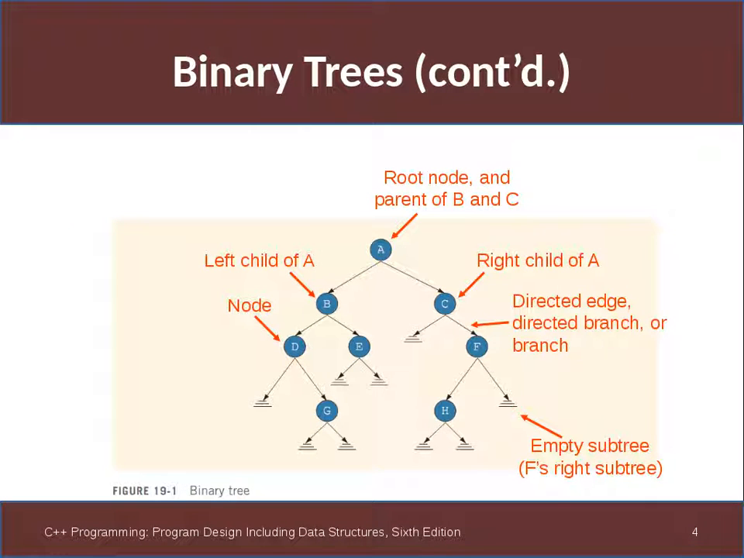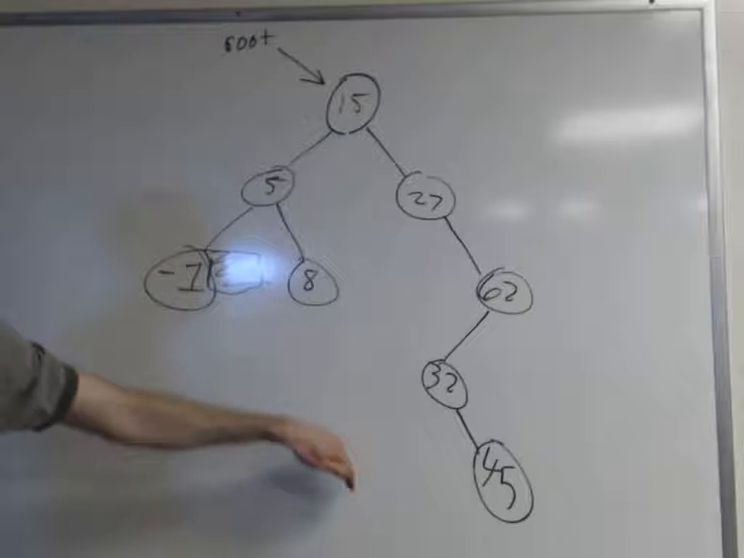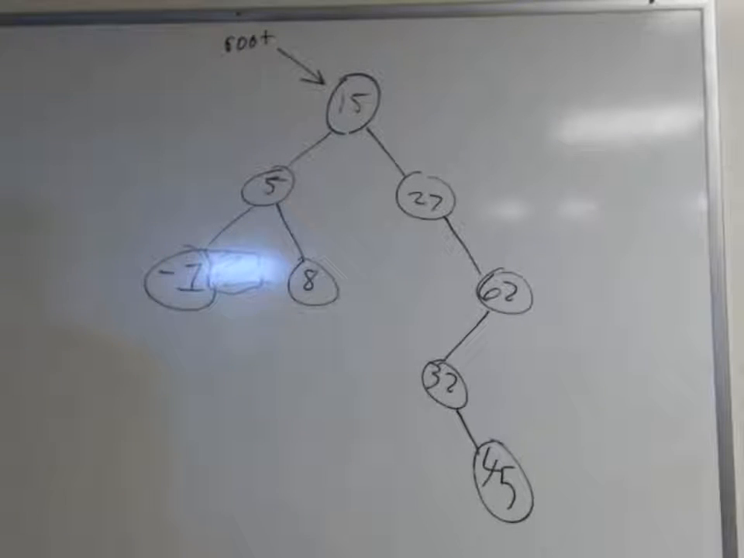Hey, look, a picture. Root node is the parent of B and C. Notice that unlike real life trees, they start at the top and grow down here instead of having the root at the bottom and growing up. Why don't we draw it that way? It's called a tree.